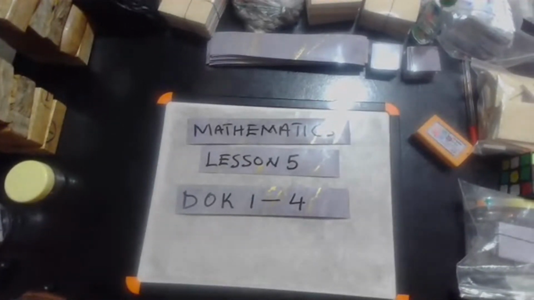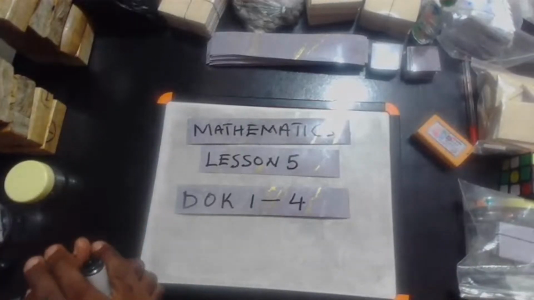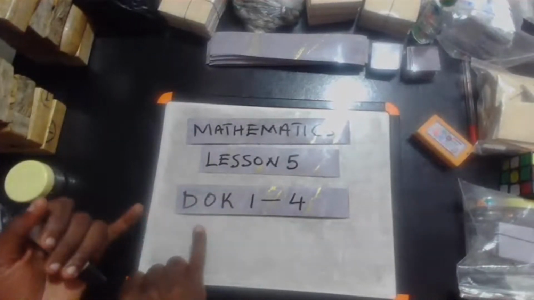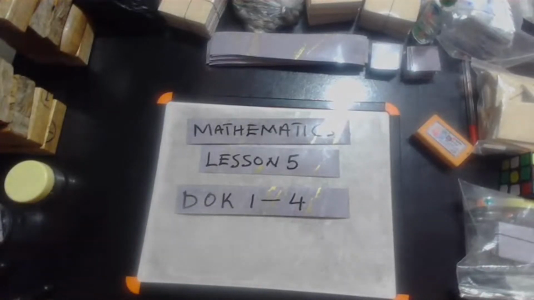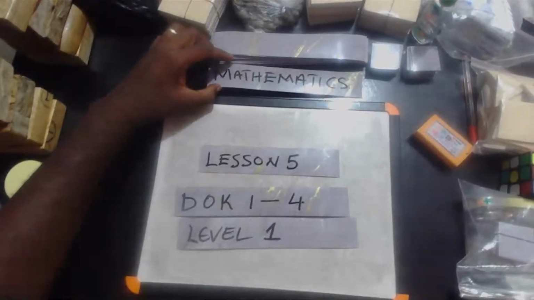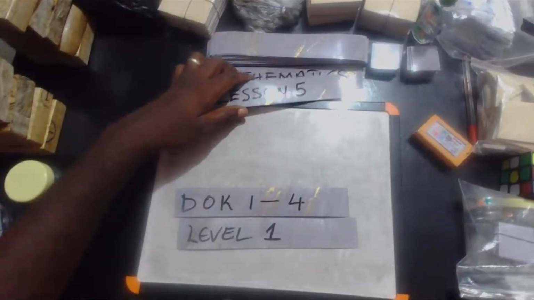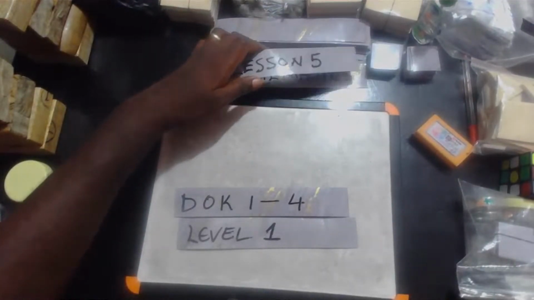Hello, guys, and welcome back again to another Form 1 Math session, Lesson 5, with the DOKs 1 to 4. So, we're going to look at 4 levels of questioning: level 1, level 2, all the way to level 4. So, without much ado, we just set ourselves up for the lesson.